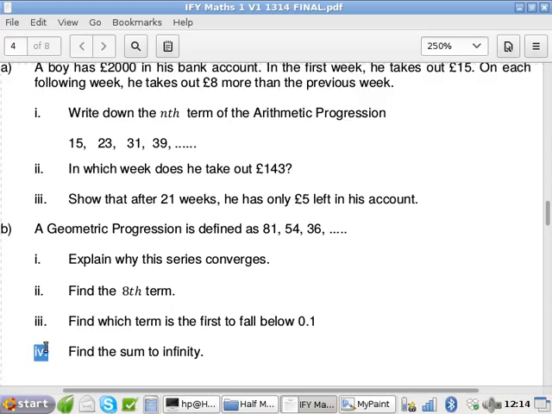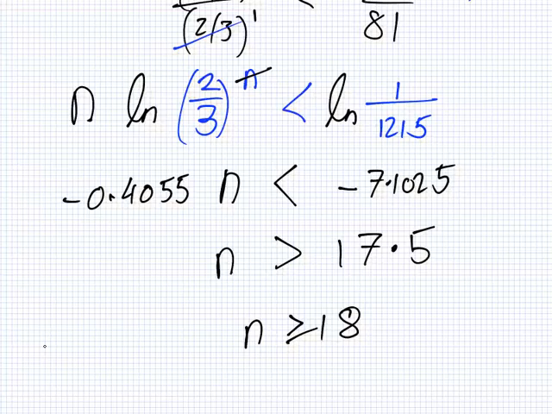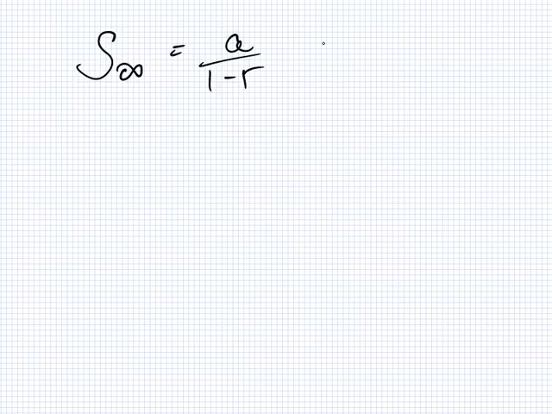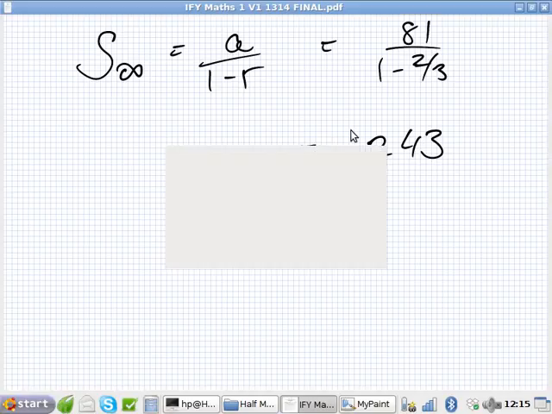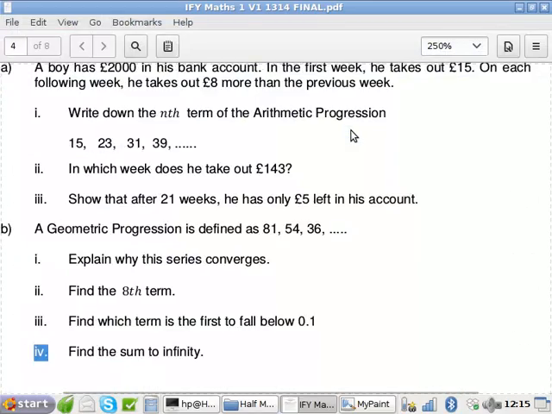I should only take 1 minute, I think. Let's have a look. If you remember the formula, the infinite sum is a over 1 minus r. The a is 81 and the r is 2 over 3. So this would be... hang on, I can do it, 243. 243 is the limit, so it should only be 1 mark. Yes, it is only 1 mark.